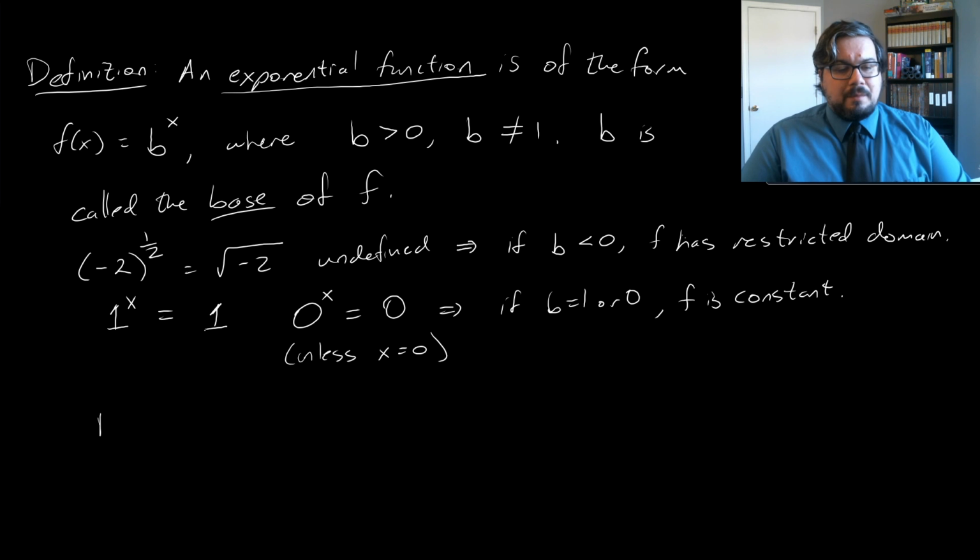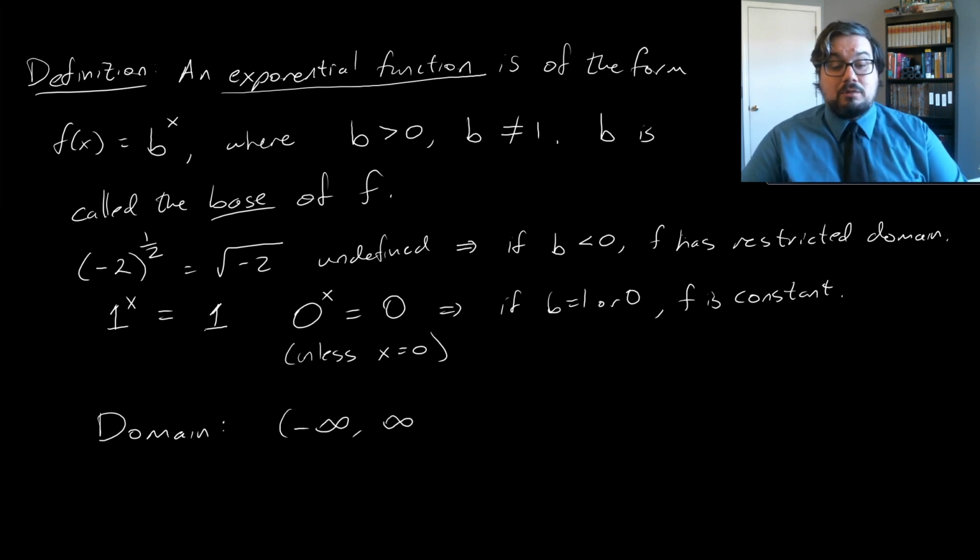So from this, by restricting b to being a positive number other than 1, we have the following facts. The domain of an exponential function is always all real numbers, the interval from negative infinity to infinity. The range of an exponential function is all positive numbers.